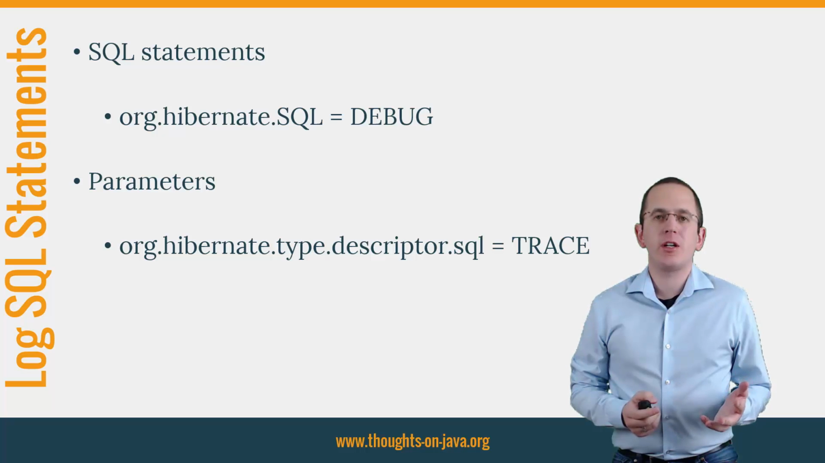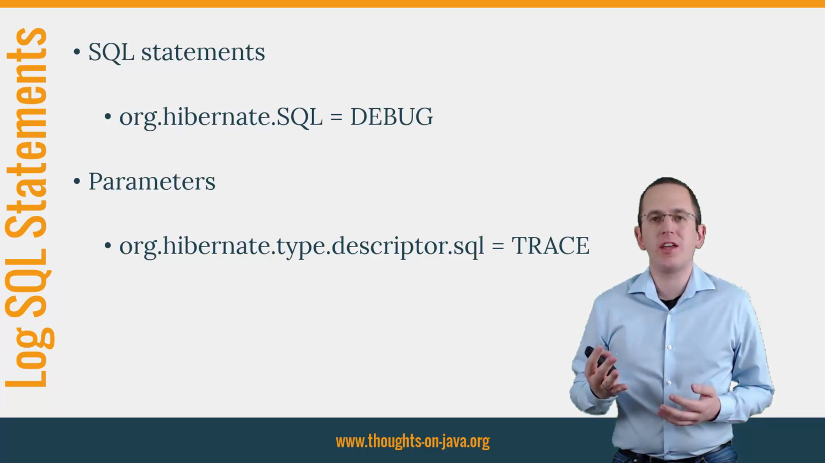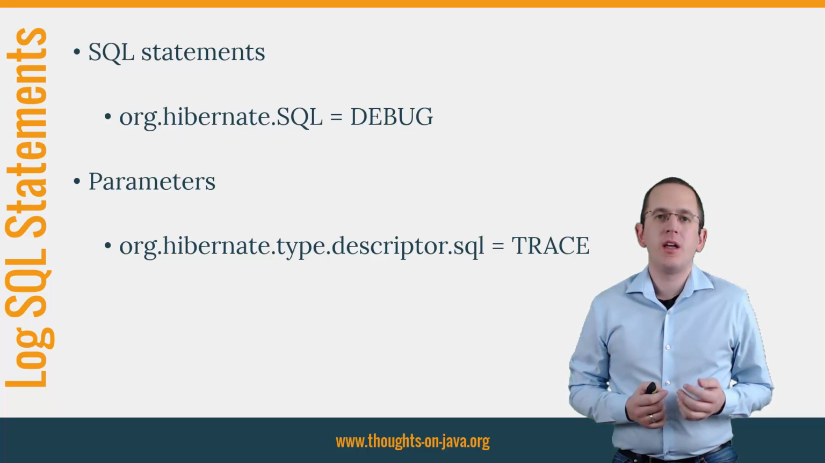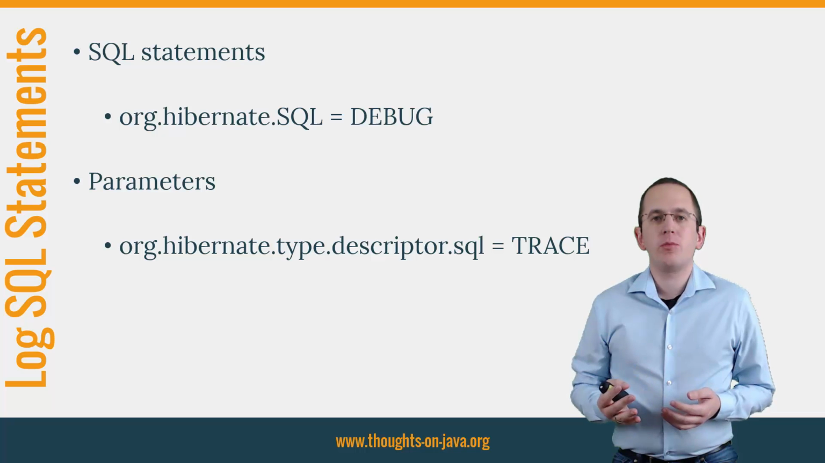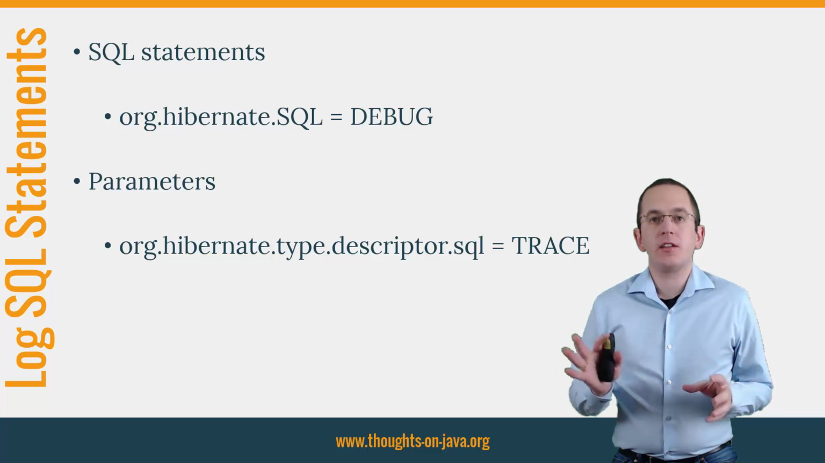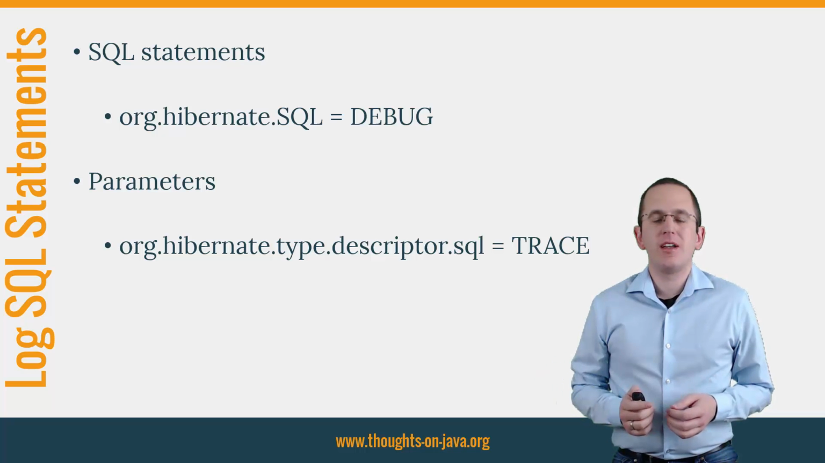Hibernate uses two different log categories and log levels to log the executed SQL statements and their bind parameters. The SQL statements are written as debug messages to the category org.hibernate.SQL. The bind parameters are logged to the org.hibernate.type.descriptor.sql category with log level trace. You can activate and deactivate them independently of each other in your log configuration. Let's have a look at an example.